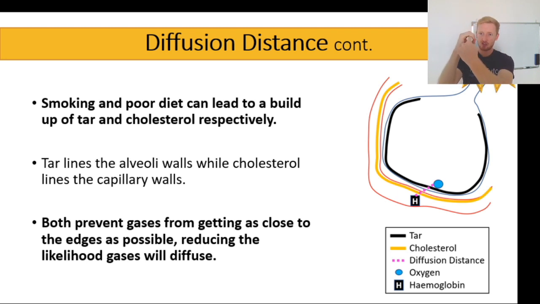and we've got an extra lining in the alveoli of tar from smoking, we've now got two extra buffers between the air and the blood. We've got this greater diffusion distance to try and combat. It's less likely oxygen will jump out and attach to haemoglobin, and less likely carbon dioxide will leave the blood and enter the lungs.